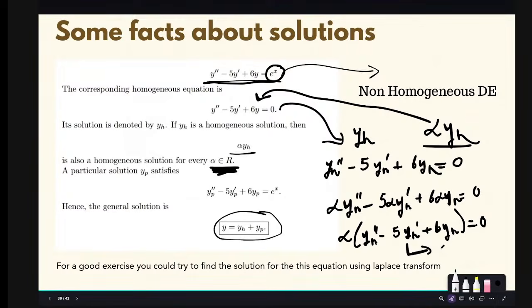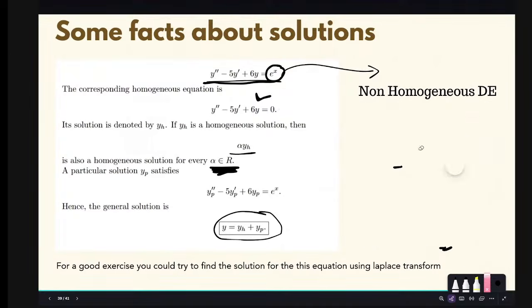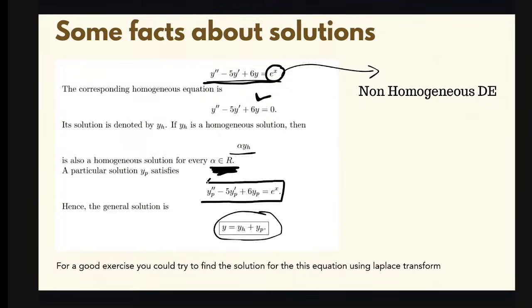And this, we know it tends to 0. So that means alpha yh is also a solution of 0. A homogeneous solution, right? So if any yh satisfies this equation, that means even an alpha yh satisfies this equation. I hope that's clear. Now let's say we have a particular solution for this. And let's say yp is a particular solution. So this is what it means when it's a particular solution.